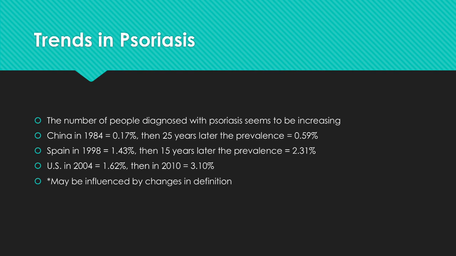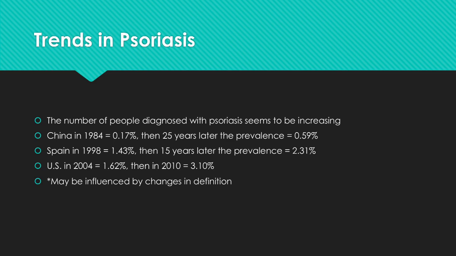Lastly, there tends to be trends in psoriasis. The number of people diagnosed with psoriasis seems to be increasing. For example, China in 1984, the prevalence was 0.17%. Then 25 years later, the prevalence equaled 0.59%. In Spain in 1998, the prevalence equaled 1.43%. Then 15 years later, the prevalence equaled 2.31%.